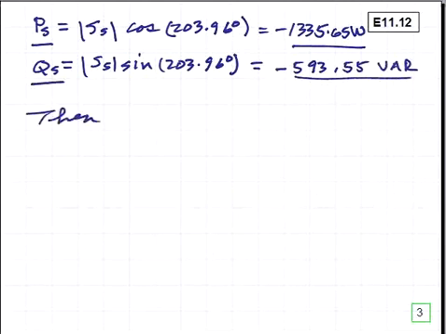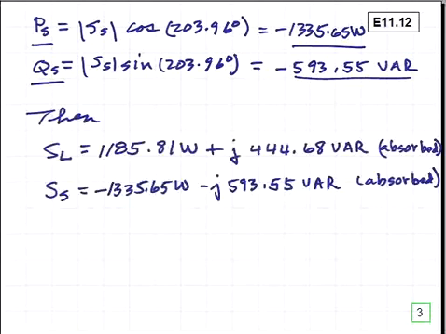So then we can write the complex powers. Here we have the load complex power, 1185.81 watts for the real part and 444.68 VARs for the reactive part. And that's absorbed power, both real and imaginary. At the source end, we have minus 1335.65 watts for the real part and minus j593.55 for the imaginary part, and those would be volt amperes reactive or VARs. Both of those are absorbed quantities.